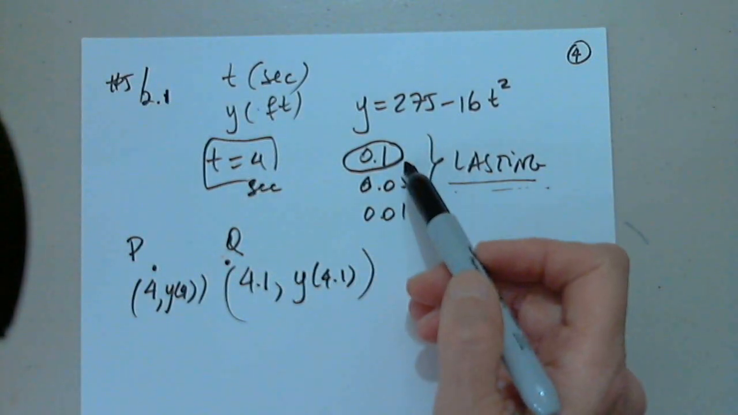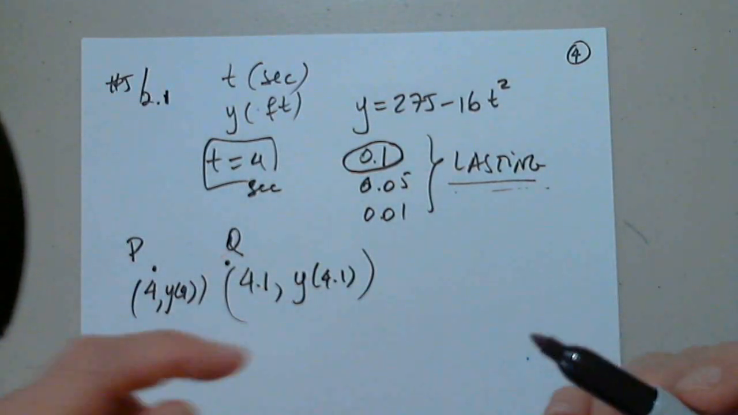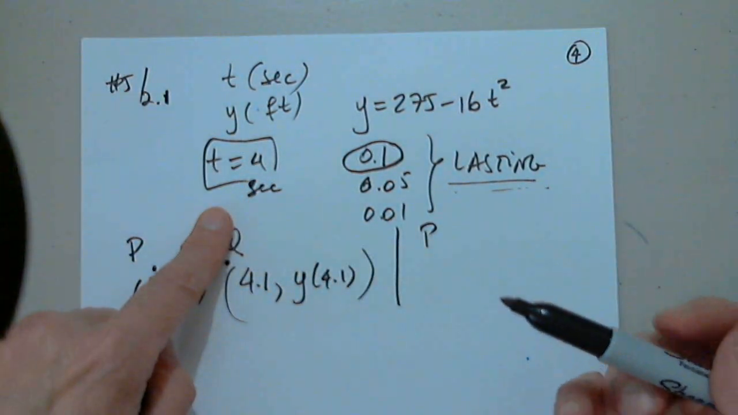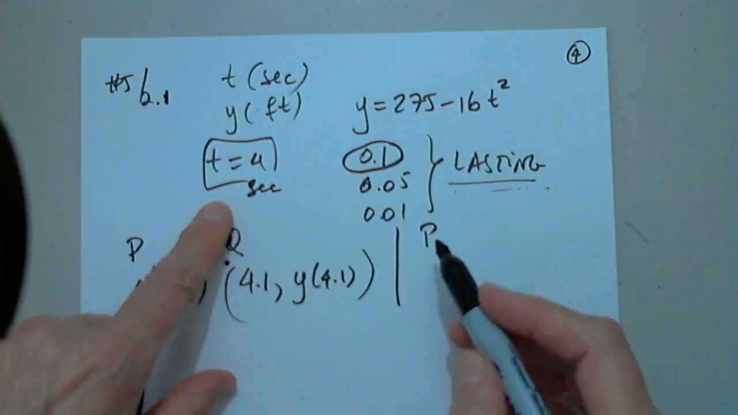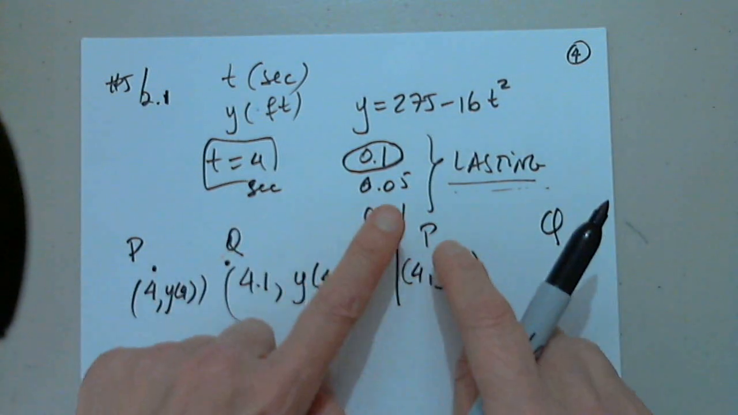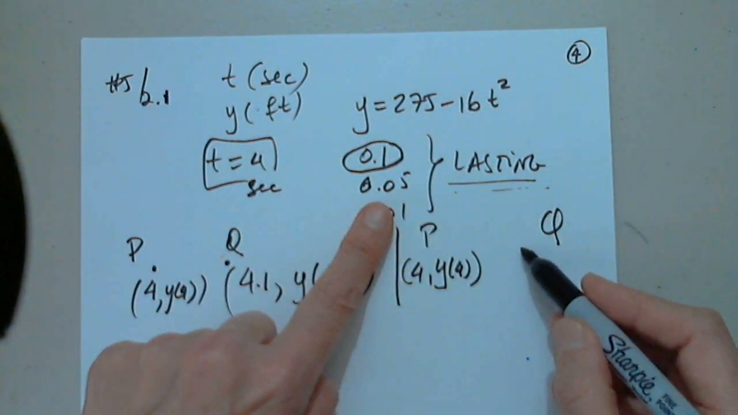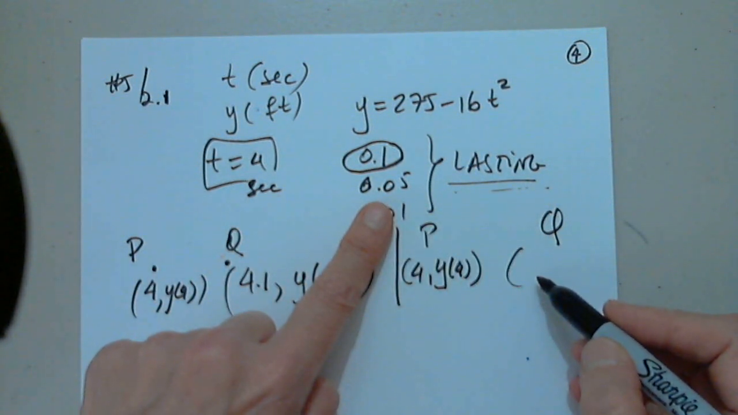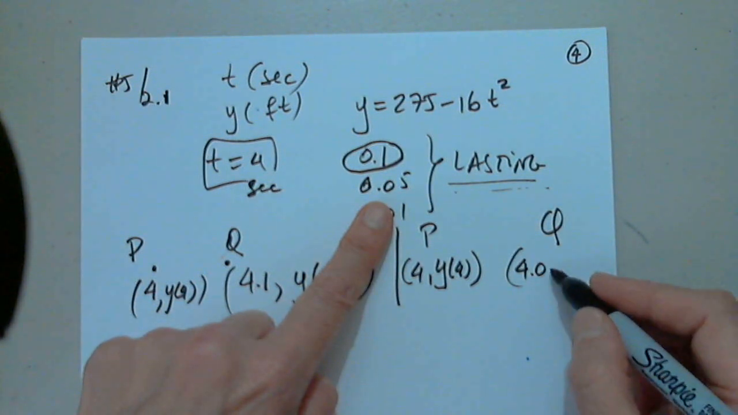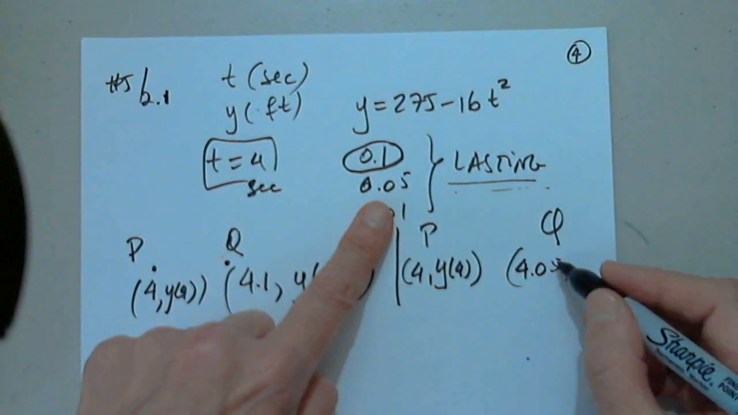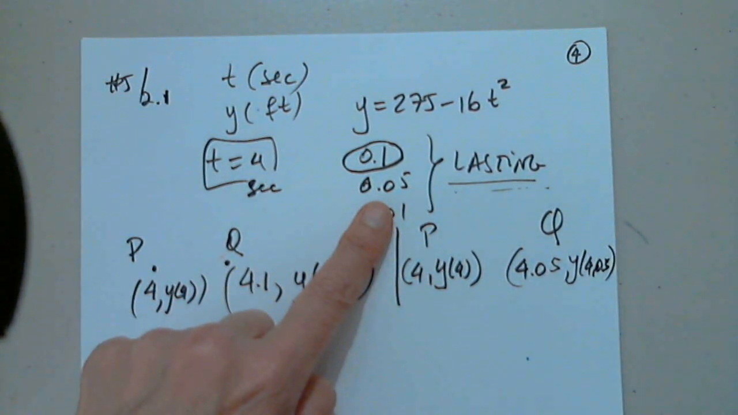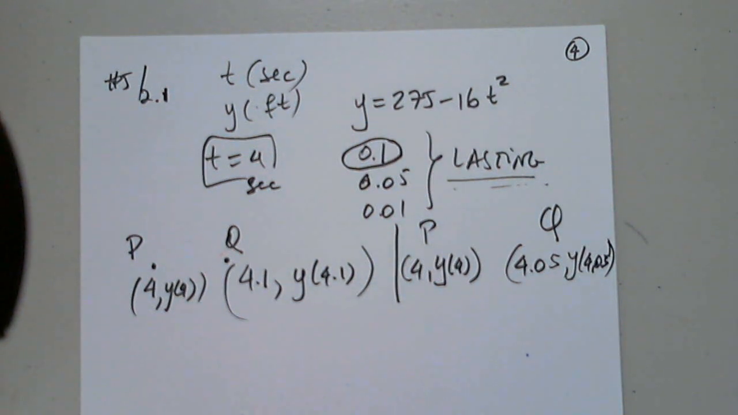So this will be the first point, or the first discussion. What about the second one? We don't have to write all 3, but let's write one more. So if P is 4 comma y of 4, what is the next Q? 0.05. Yes, so 4.05 comma y at that point. Good. Okay, so here's what we are going to do.